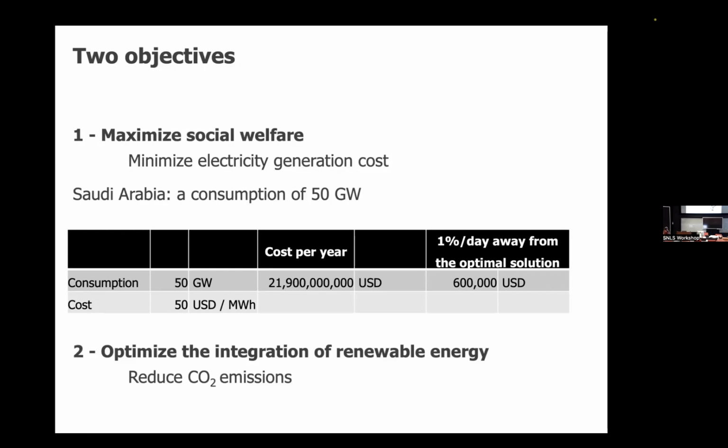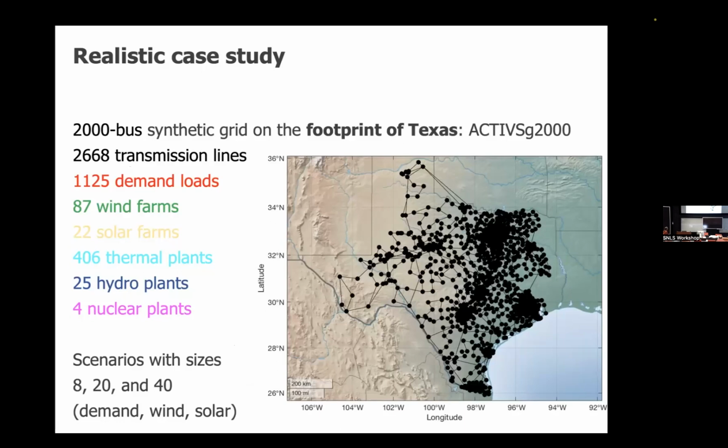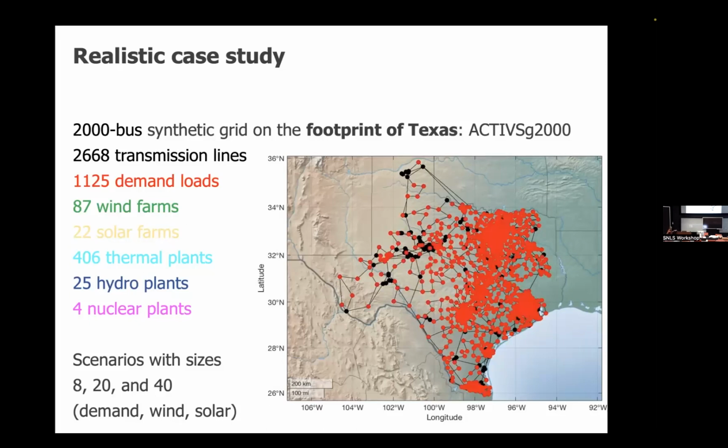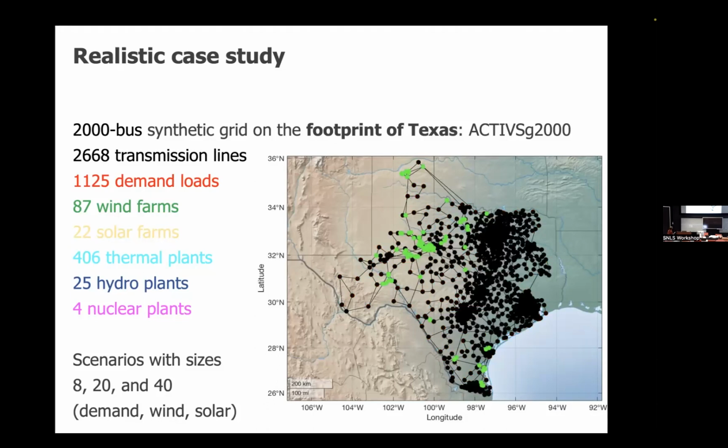And what I'm going to show you are some results for a realistic case study. It is a case study that mimics the power system of Texas. These black dots are the nodes and the lines are the transmission lines. And the red dots is where you have demand. So the demand is distributed by the nodes. Not all the nodes have demand. You have a distribution of wind farms, of solar farms, thermal plants, hydro plants, and nuclear plants.